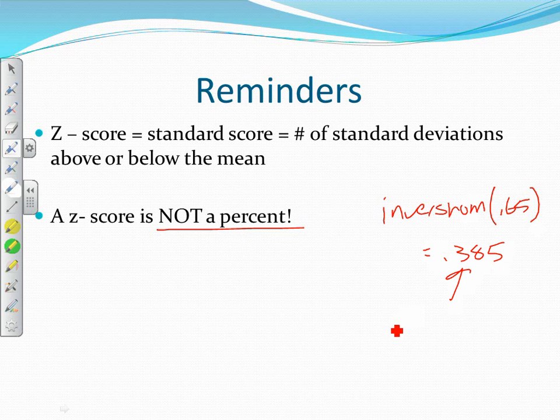This is a z-score. What's a z-score? It's a distance in terms of standard deviations away from the mean. Okay, so don't forget that. Here we go.